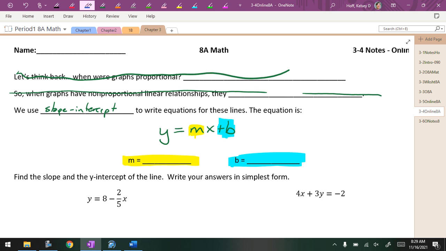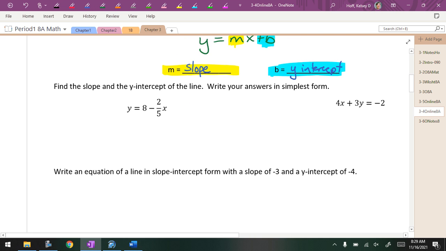Okay. M is slope. You're going to plug in m in front of x. And b is your y-intercept. So here's the deal. If y is by itself, if you have y equals, you can look at this equation and say, oh, the slope is the number that's in front of x. Oh, the number that doesn't have a letter with it is our y-intercept. So that's some of what you're going to have to do today. Find the slope and the y-intercept.